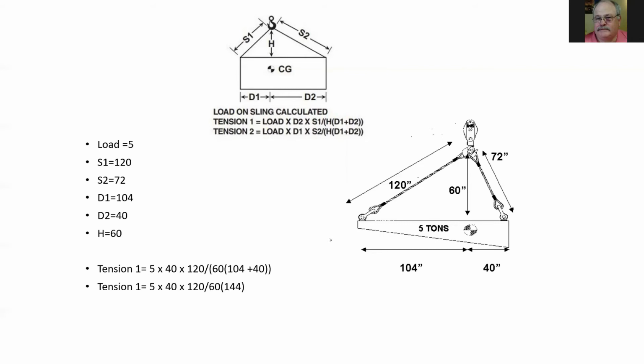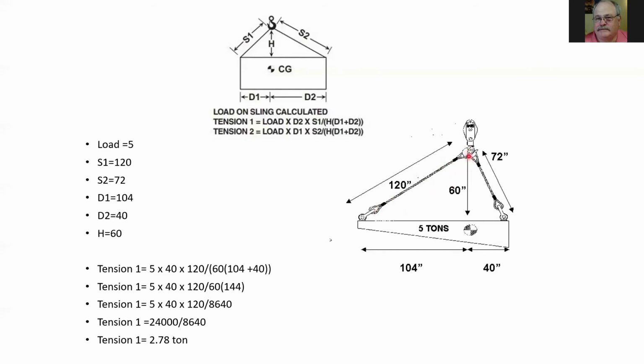So 104 plus 40 is 144. 60 times 144 is 8640. My 5 times 40 times 120 is 24,000, divided by 8640, which says that this sling is seeing 2.78 tons of force based on its share of the load, the distance from the center of gravity, and the angular forces on it at this point. So it's usually doing that L over H calculation also. So we'd have to put at least a 3-ton chain fall in this leg, minimum, to meet our requirements.